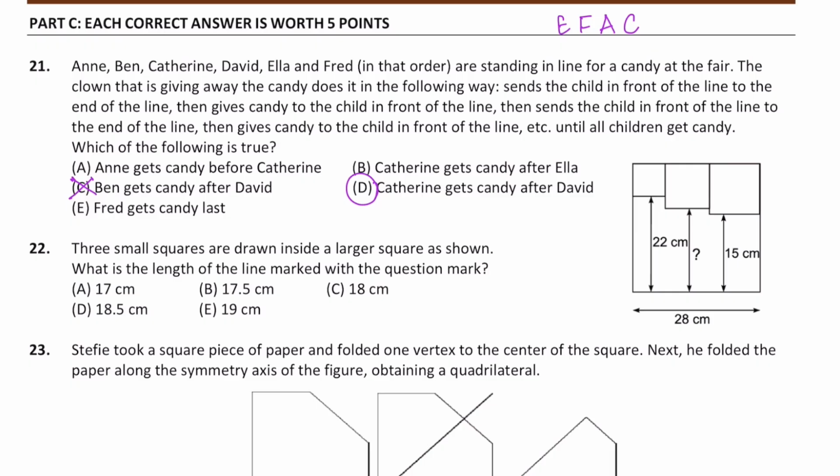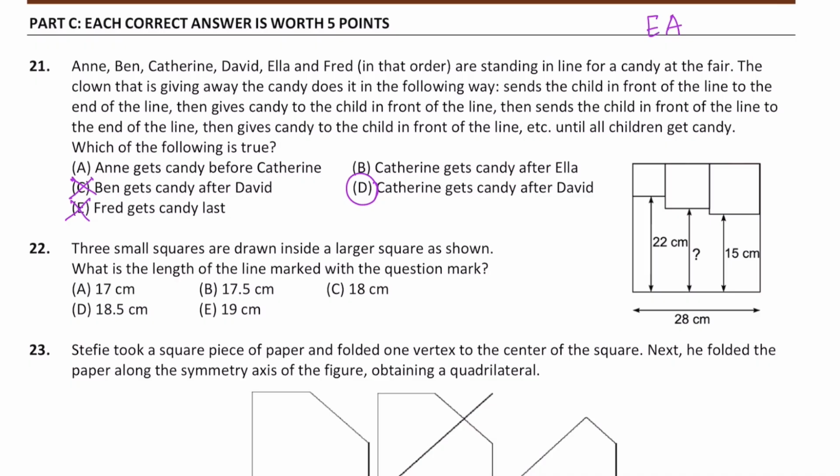But if you still want to go ahead and do it, David got his candy. Ella is going to go back to the line. And Fred is going to get the candy. Well, Fred did not receive the candy last, so that's incorrect. Now, because Fred got his candy, Anne needs to go to the back, and Catherine will receive a candy.